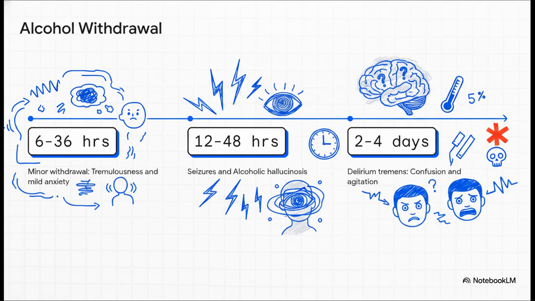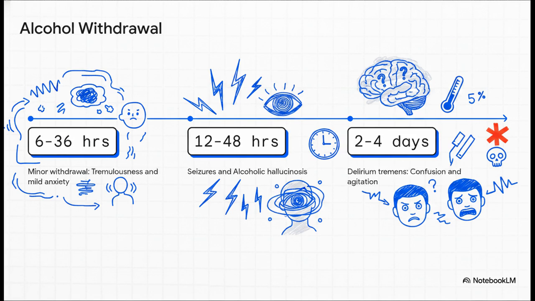Now, what's really interesting and dangerous about this is what happens when a dependent patient stops drinking. There is a highly predictable chronological onset of withdrawal symptoms. From 6 to 36 hours out, you see minor withdrawal, tremulousness, maybe some mild anxiety and GI upset. Between 12 to 48 hours, the risk of seizures and alcoholic hallucinosis actually peaks, though interestingly, their vital signs usually remain normal. But the true clinical emergency hits between 2 to 4 days.